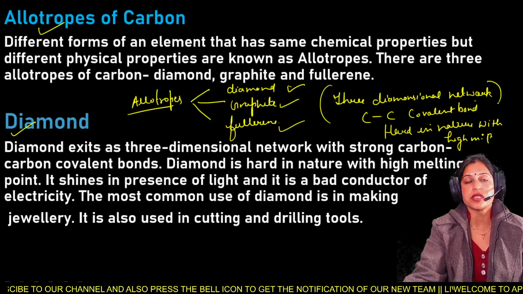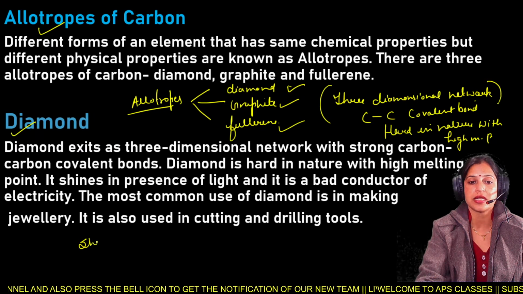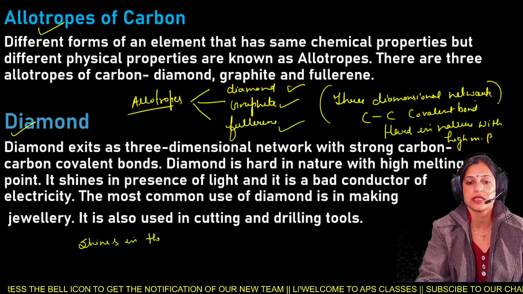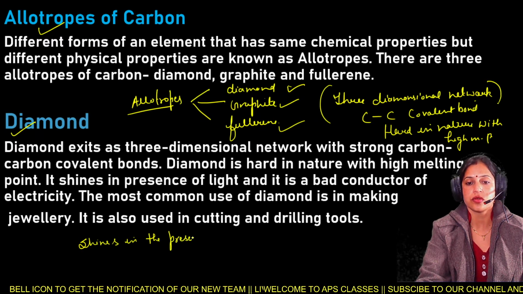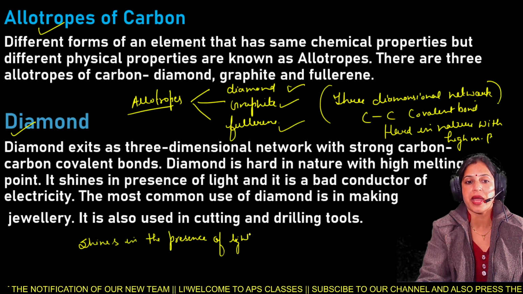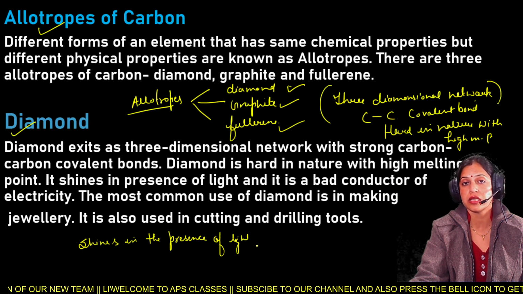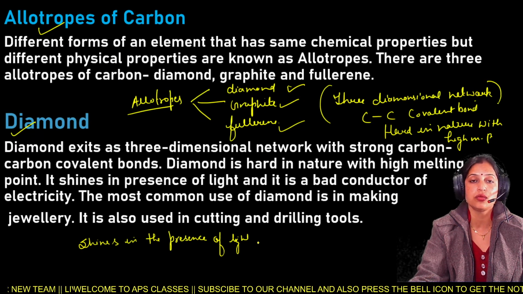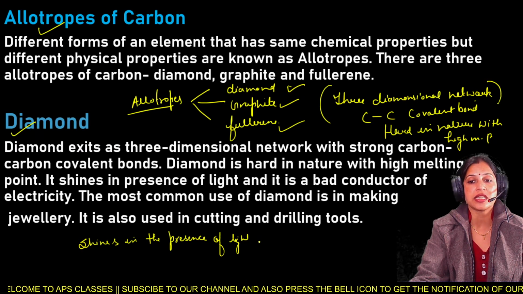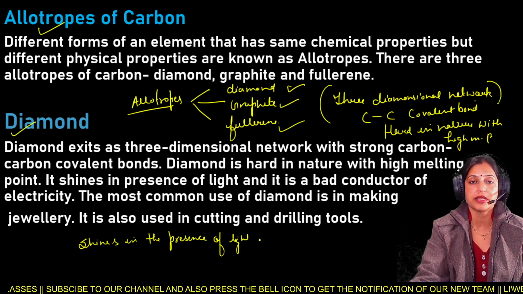It shines in the presence of light, and diamond always shines in the presence of sunlight or light. It is a bad conductor of electricity. The most common use of diamond is in jewelry, and it is also used in cutting and drilling tools. So this is the first allotropic form of carbon, that is the diamond.